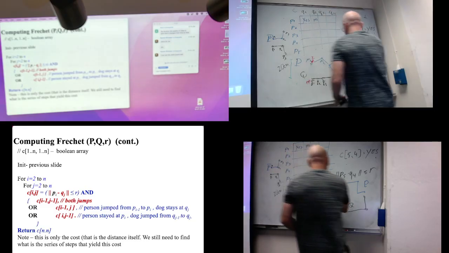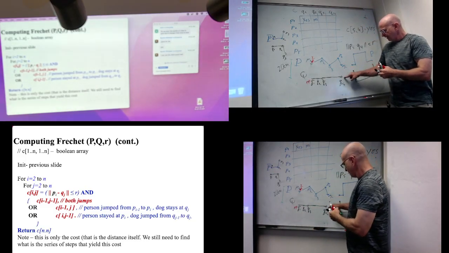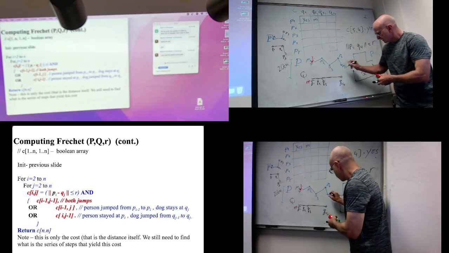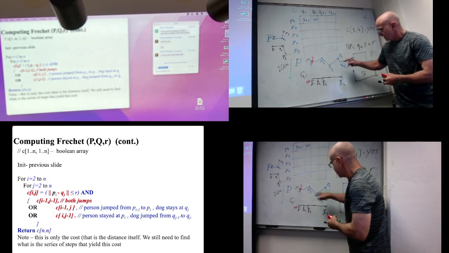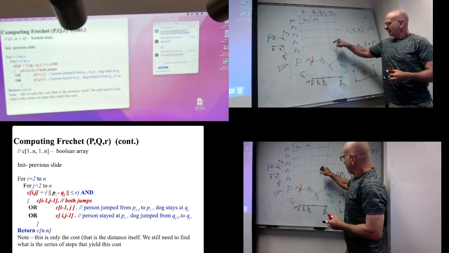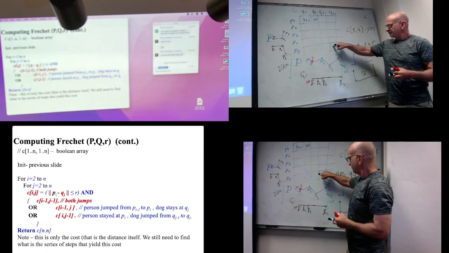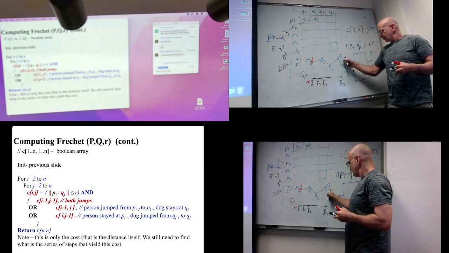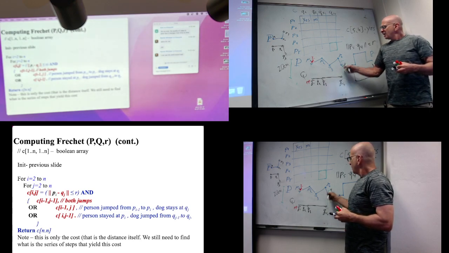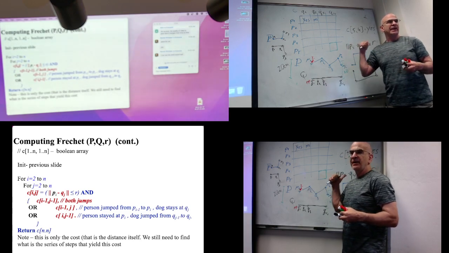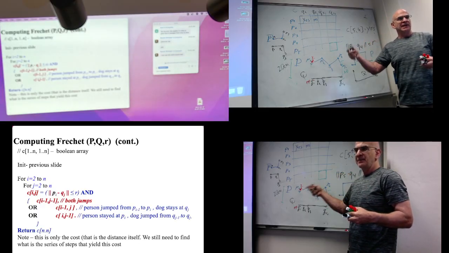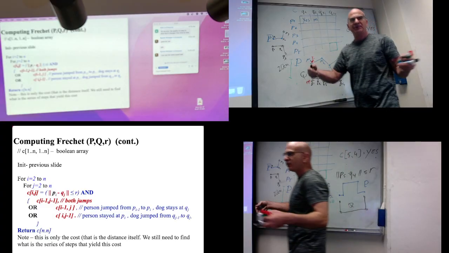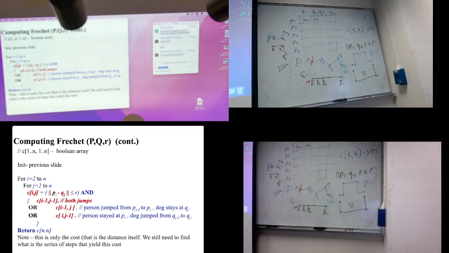In my case, here I'm at P5, Q4, and I check the distance at the endpoints, and yes, this distance is less than 20 centimeters. What I'm trying to decide right now is what do I write on this cell? I pass the first condition, this distance is less than R. What happens one time step ago? At every time step, either the dog jumps, or the man jumps, or both jump. Where were they one step ago? Three options.